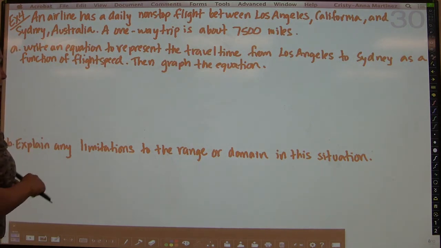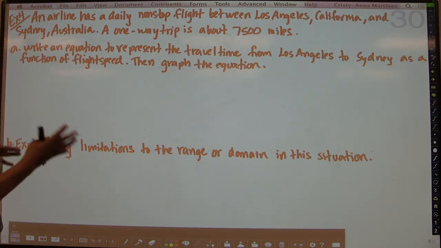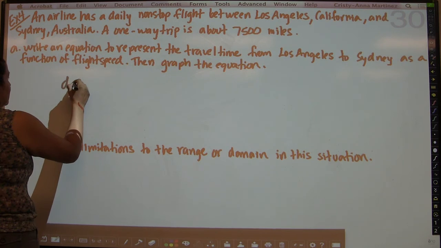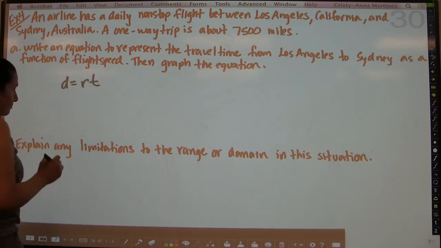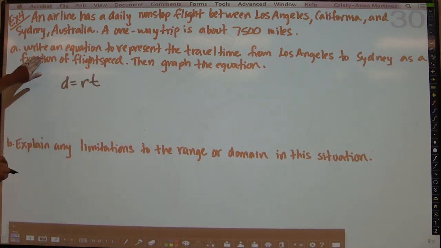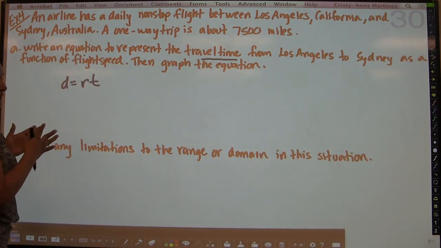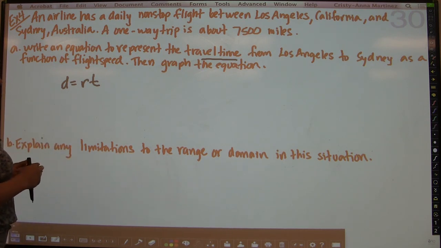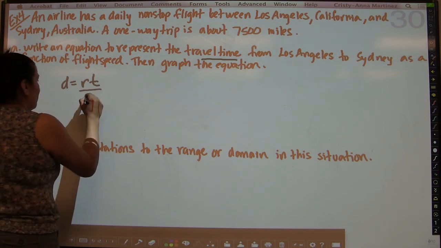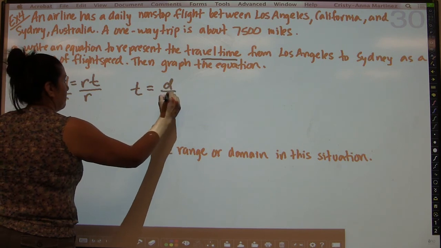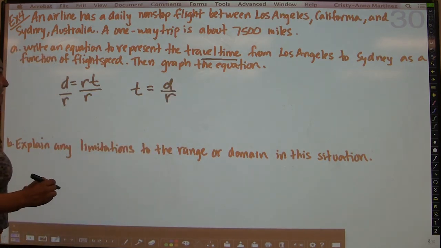We have a formula that we use to relate distance with time and speed, because it wants the flight speed. And that formula, you might remember, is distance equals rate times time. However, they want an equation that represents the travel time. That means they want me to transform this formula so that it says t equals instead of d equals. So I would divide by the rate, and then I would get t is equal to distance divided by rate.